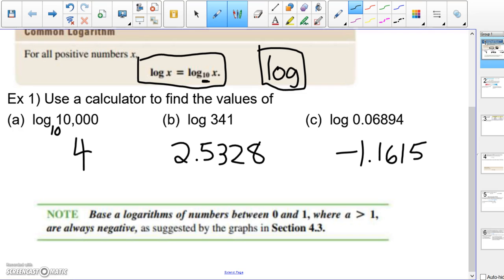Note base A logarithms of numbers between 0 and 1, where A is greater than 1, are always negative.